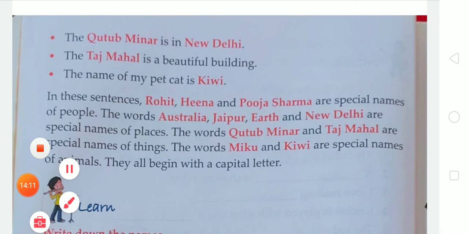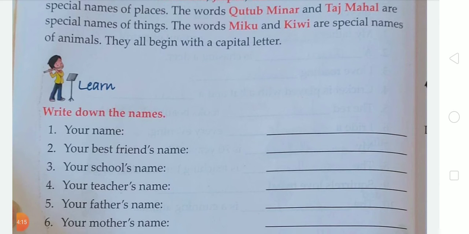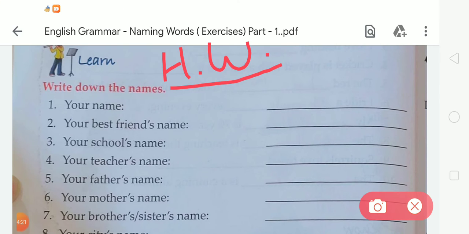Okay students, now moving to the next, there is Write Down the Names. So students, it is homework for you. You have to complete this homework. Dear students, you have to mention your name on the given blanks. Firstly, you have to write your name on the given blanks. After that, your best friend's name. Next, your school's name. After that, your teacher's name.